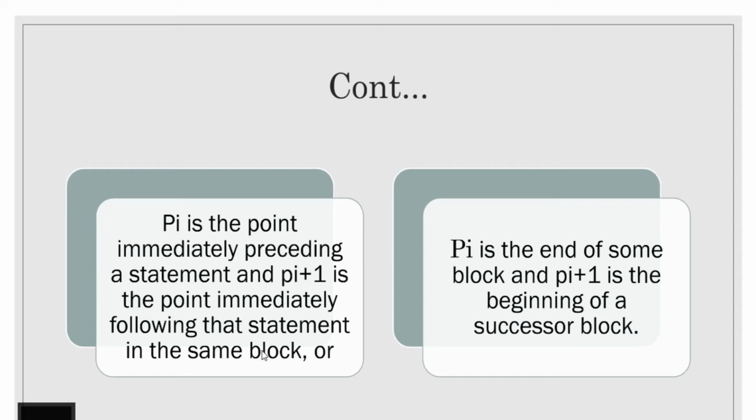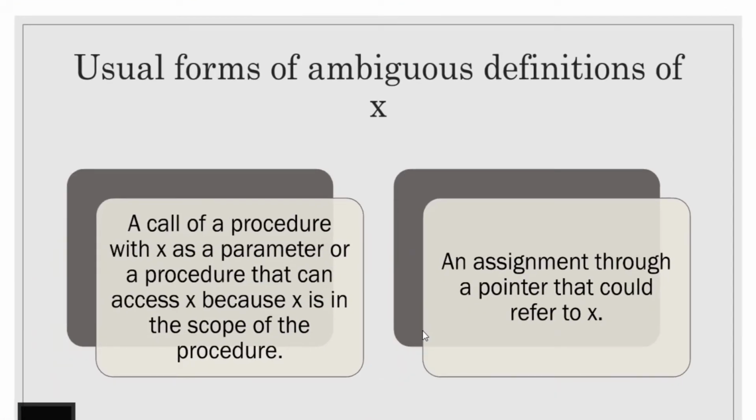Or we can also say that Pi is the end of some block and Pi plus 1 is the beginning of a successor block. Next we are going to see ambiguous definitions of X and unambiguous definitions of X.